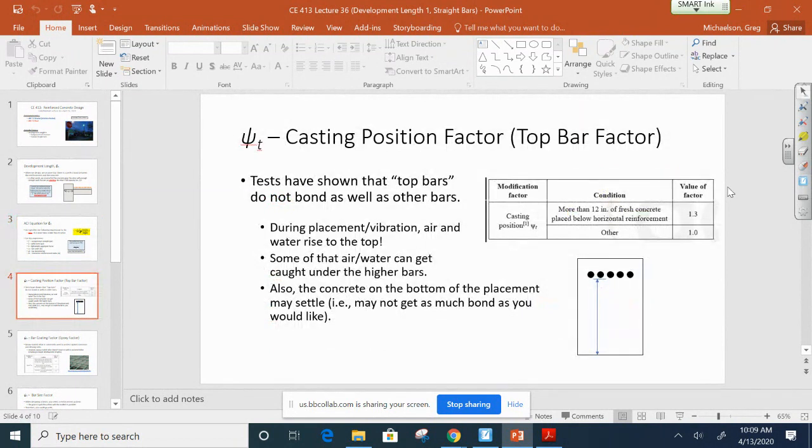Okay. So let's start off with psi sub t. Psi sub t is what's called the casting position factor, but a lot of times you'll really never hear it called the casting position factor. Instead, it's usually called the top bar factor.